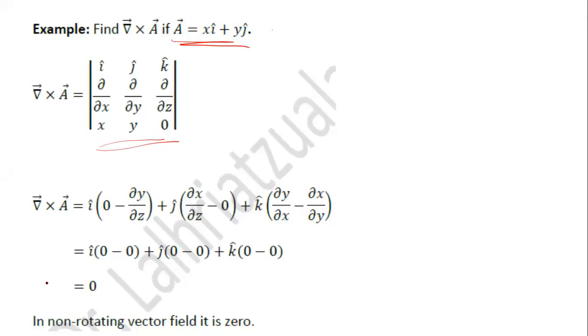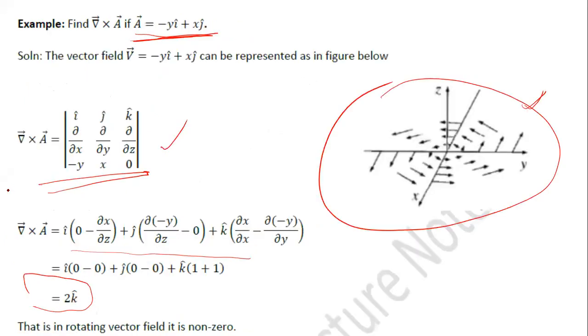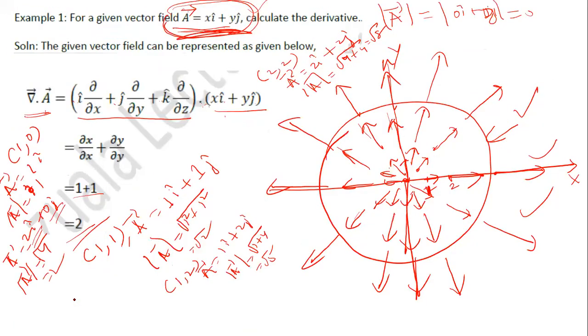And finally what you have is that curl of A is 0. Okay, so here in this rotating vector field, curl of A is non-zero. Here in this non-rotating or diverging vector field, the vector field is spreading away from this particular origin point.